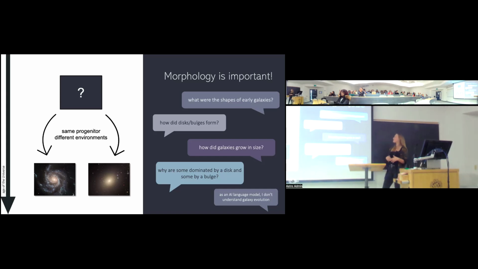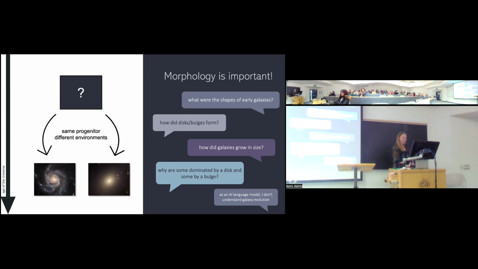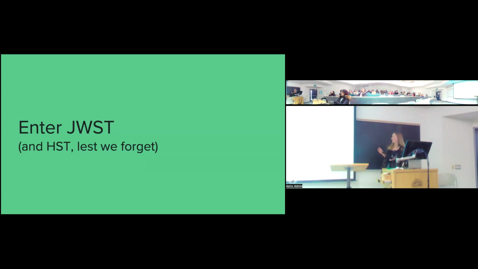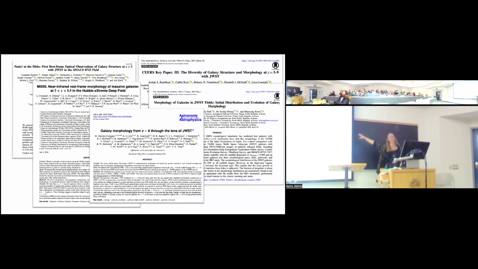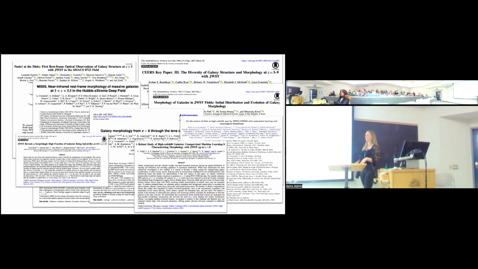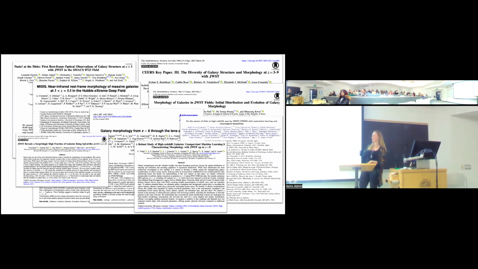So what were the shapes of galaxies in the early universe? How did the disks form? When did the disks form? What are spirals? There are lots of cool questions you can try to answer with morphology. And so when JWST launched, lots of people tried doing this. There are many papers on the morphology of high-redshift galaxies that were published from the first data release.